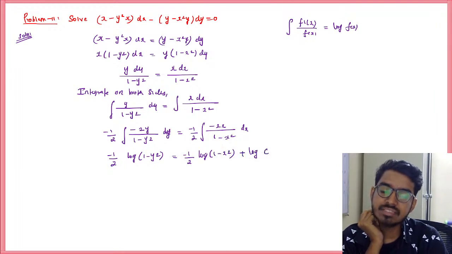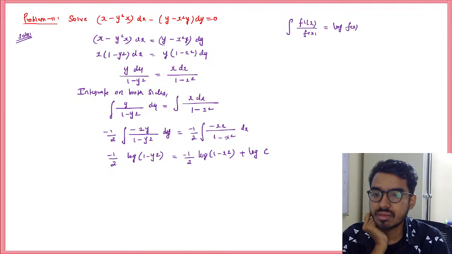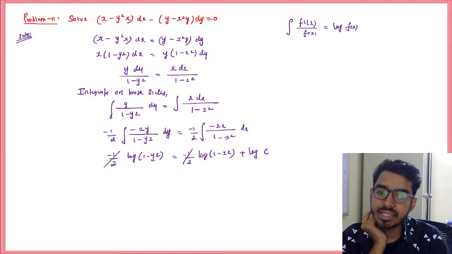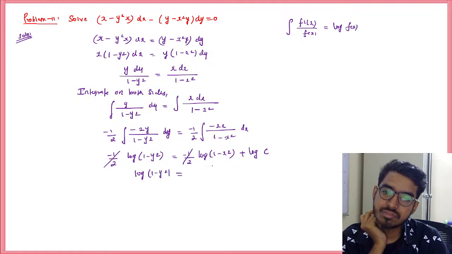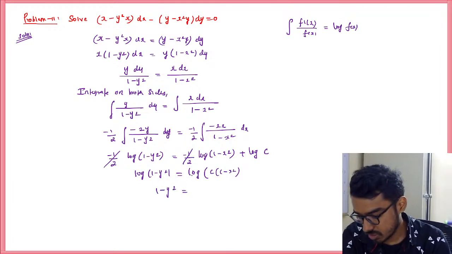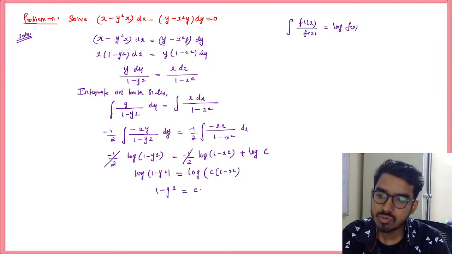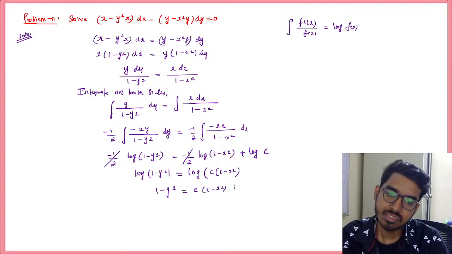Let us add an integration constant, log c. Minus 1 by 2 will get cancelled. And we know log a plus log b will be log ab, so the log will get cancelled. So 1 minus y square is equal to c into 1 minus x square, which is the required solution.